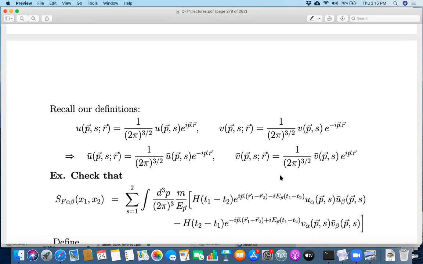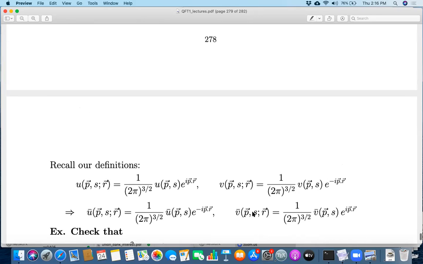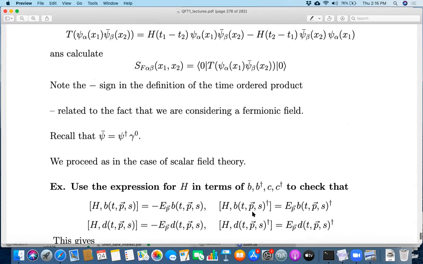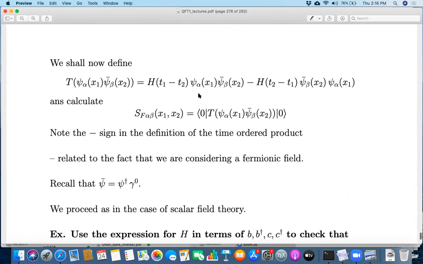So I leave this as an exercise for you to check that when you do all that, S_F has an expression like this. Let me just point out some features over here. So you see, S_F was given by this expression, the time-ordered expectation value of the time-ordered product, and the time-ordered product has this structure, right?